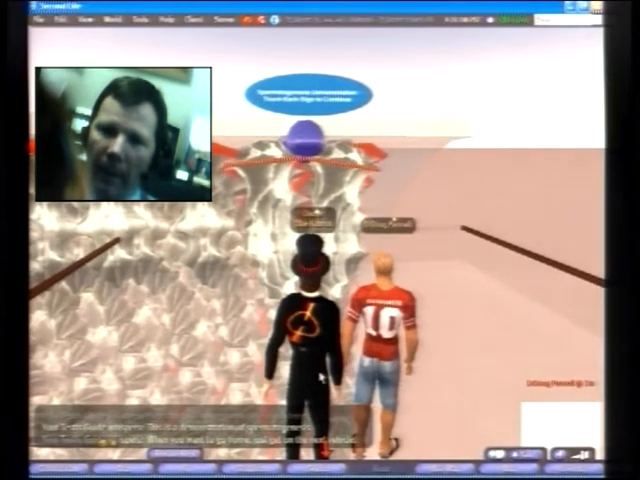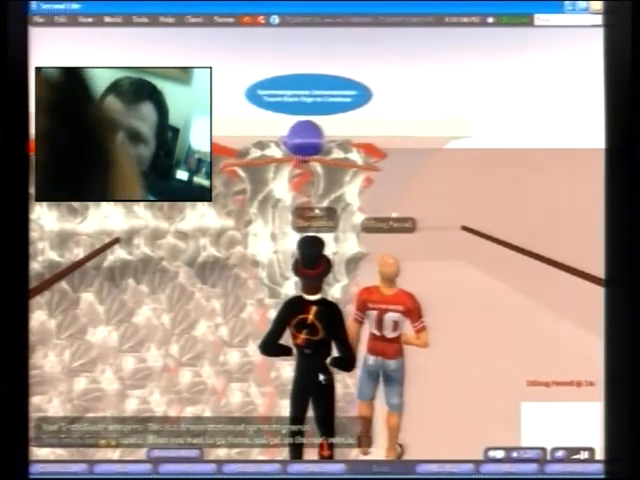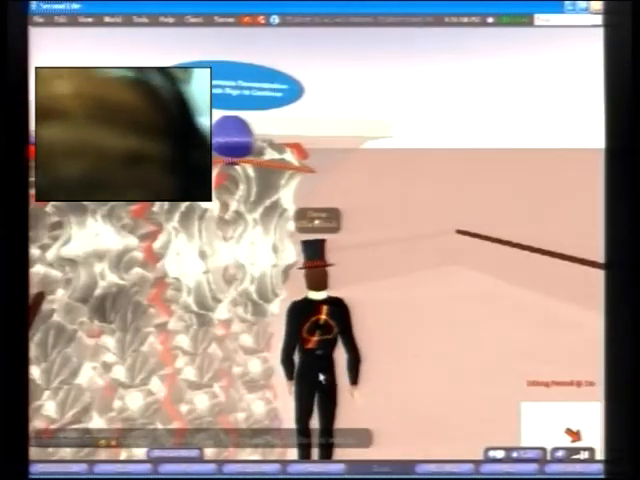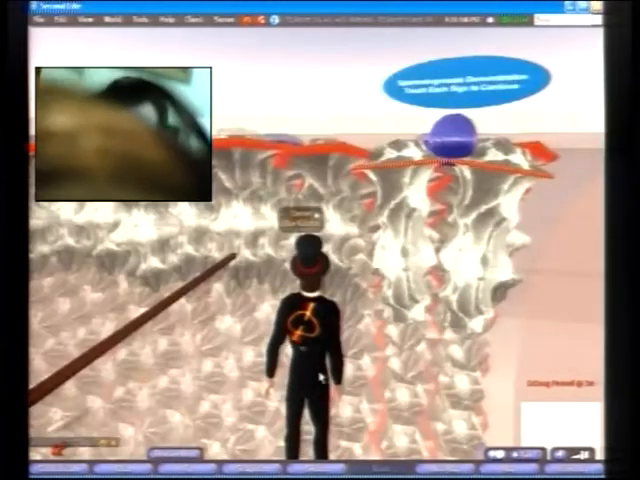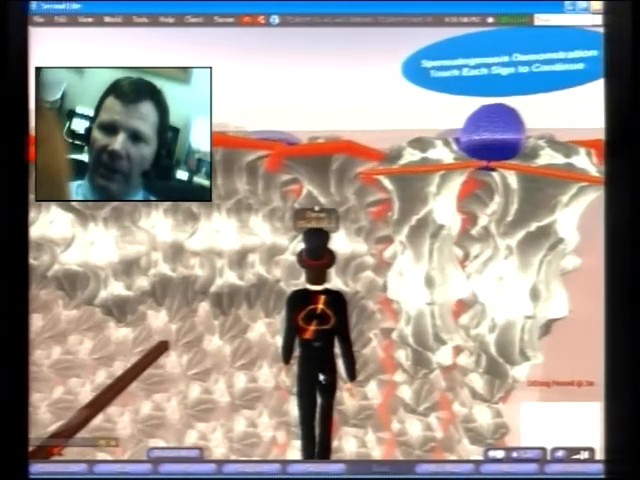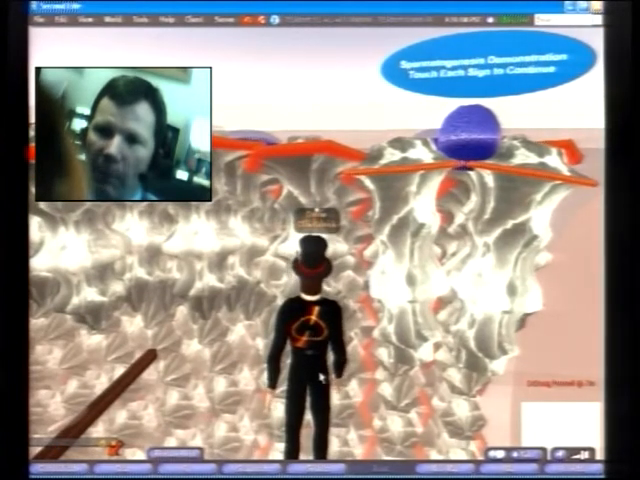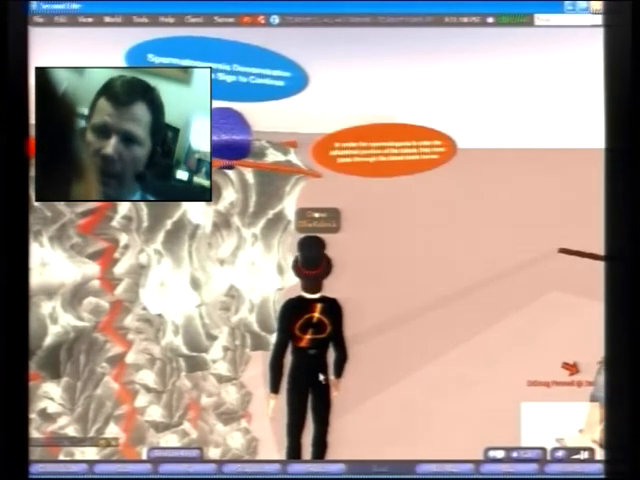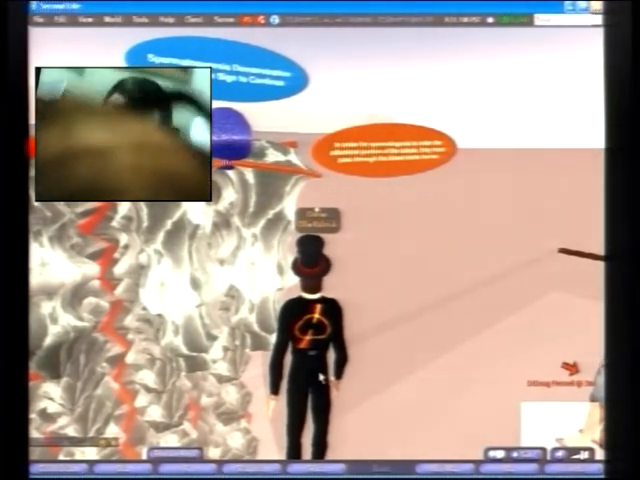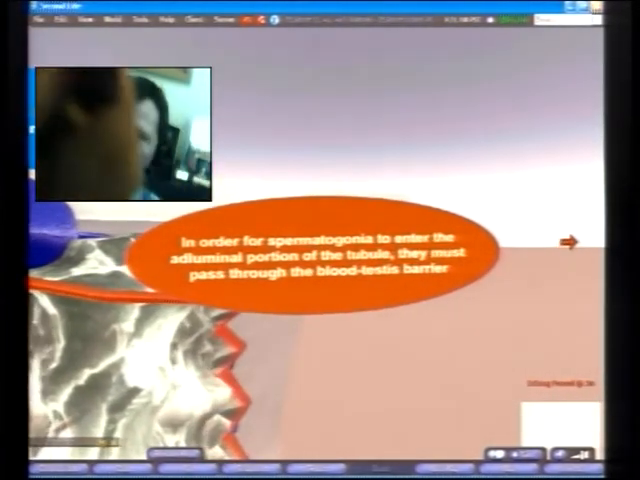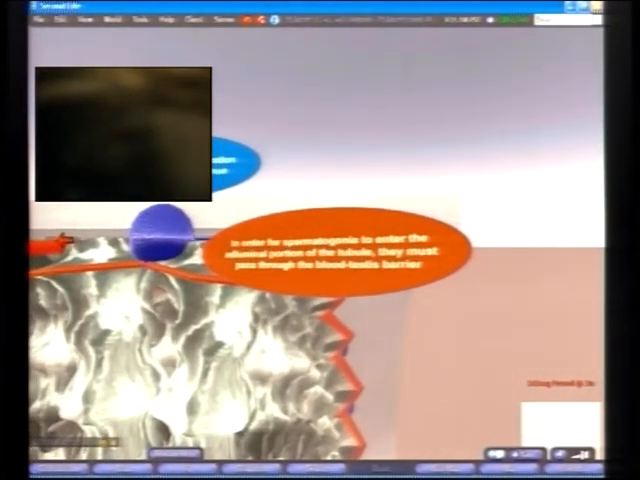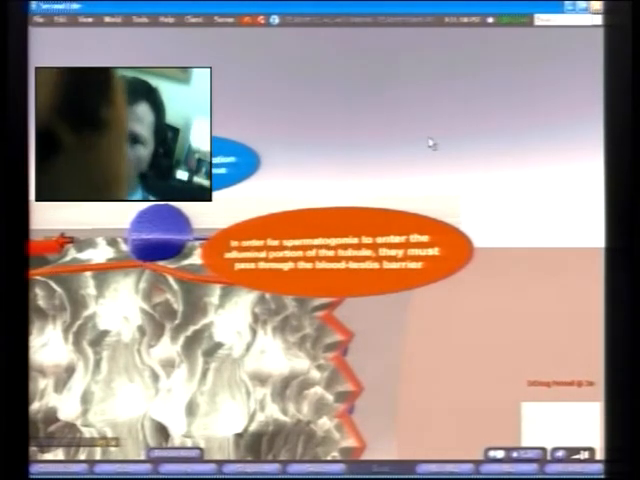So what we're going to do now is look at two Sertoli cells, these two that are in front of us, and that blue spermatogonium up on the top. And we're going to watch how these cells interact with each other to regulate spermatogenesis. And this demonstration is triggered by this sign. So I'm going to touch this sign on the top. And hopefully you can read the one on the right. It says, in order for spermatogonia, these blue cells, to enter the tubule, they must pass through this red barrier called the blood testis barrier. And that blood testis barrier is really important.